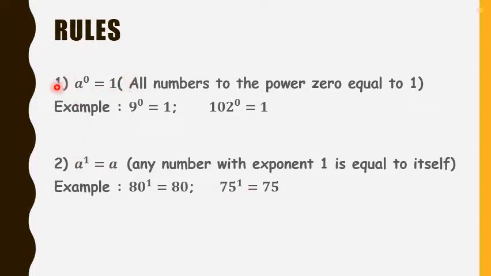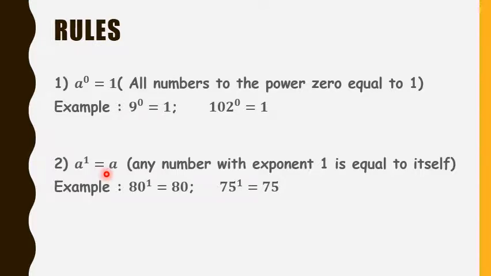Now here are some rules you have to memorize. A to the power 0 is 1. It's a rule by convention. Whatever the number is, to the power 0 is equal to 1. For example, 9 to the power 0, 102 power 0, million power 0, x power 0, they are all equal to 1.